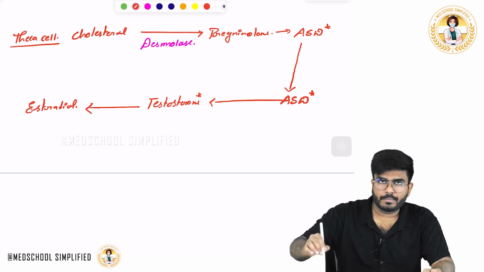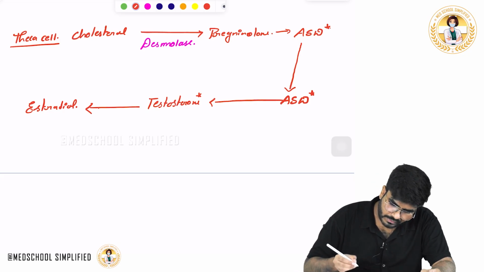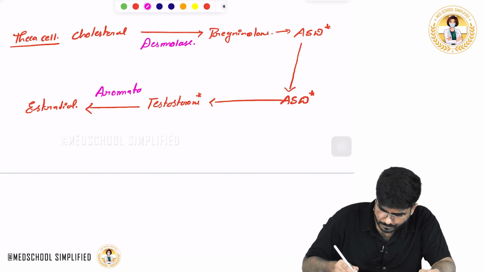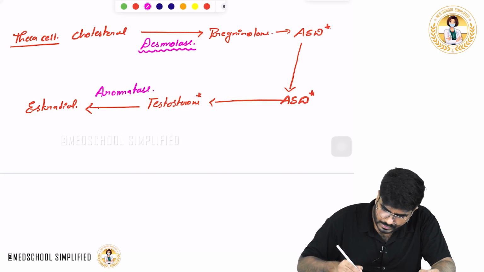So this is the detailed thing. Testosterone will be converted into estradiol with the help of which enzyme? Aromatase. So the two important enzymes which I want you to know are desmolase and aromatase.